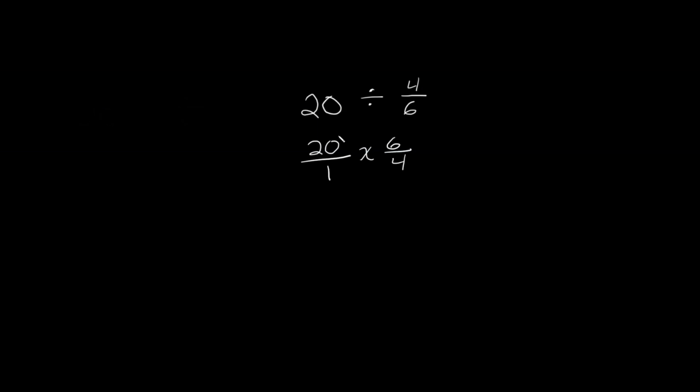And we multiply 20 times 6. Well, 2 times 6 is 12, and there's another 0, so this will be 120. And then 1 times 4 is just 4. And now we can divide both of these expressions by 4. So 120 divided by 4. Well, 12 divided by 4 is 3, and there's an extra 0 here, so this will be 30. And 4 divided by 4 is 1. So our answer is 30 over 1, or just 30. And we are done.